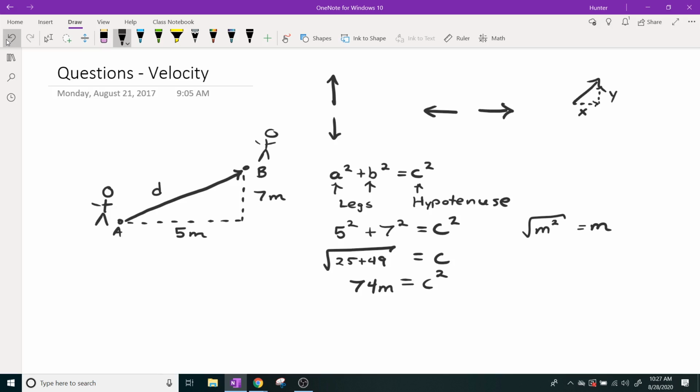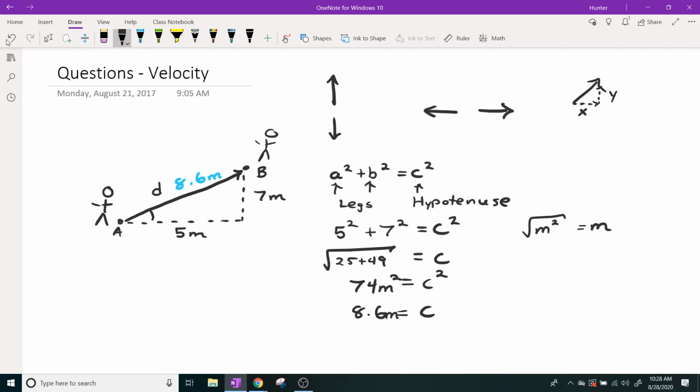So c squared is 74. When we take the square root of it, it comes out to 8.6. Sorry, that should be meters squared. So 74 meters squared is equal to c squared, and when we take the square root of it, that comes out to 8.6 meters. And that's going to be the displacement from point A to point B if you've got something in two dimensions.